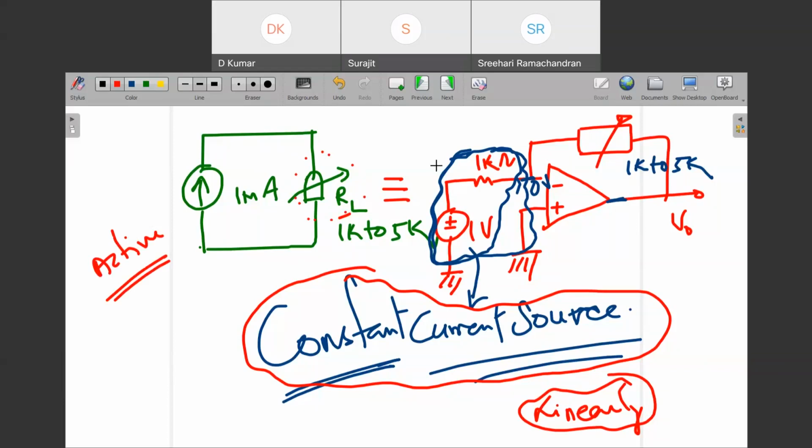So constant current source, 1 milliampere is flowing, right? So see, we are starting with network and we are going to analog circuit. Whenever I say constant current source, draw this. And which mode do you have to follow? The inverting mode, right? Then only you can create a constant current source.